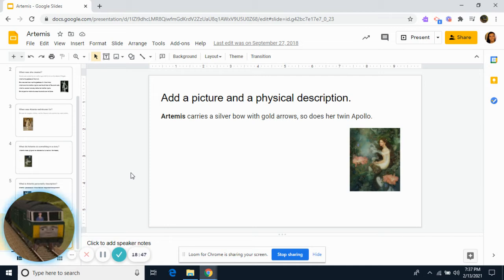Add a picture and a physical description. This is a woman sitting with a frog. Artemis carries a silver bow with gold arrows. So does her twin Apollo. So yeah, this is all of his physical description. This doesn't look physical. It looks pretty normal.